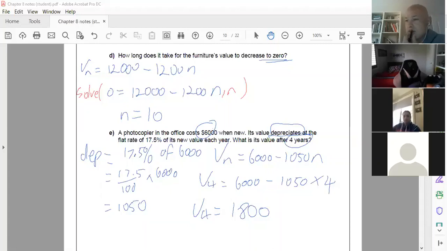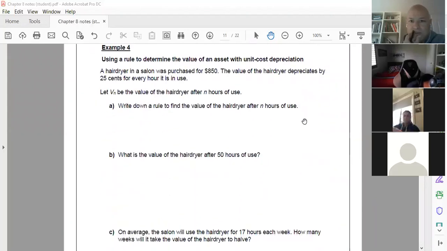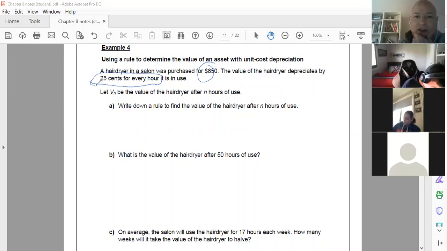All right, let's move on to the next part. Clear this. Example 4. Okay, a hair dryer in the salon was purchased for $850. That's my initial value. The value of the hair dryer depreciates by 25 cents for every hour that it's being used. Let V of N be the value of the hair dryer after N hours of use. Okay, write down a rule to find the value of the hair dryer after N hours of use.